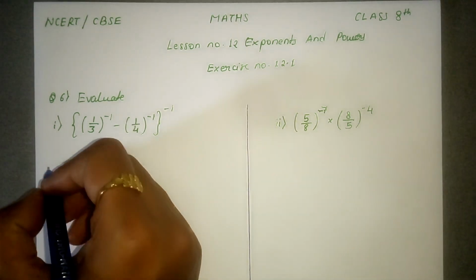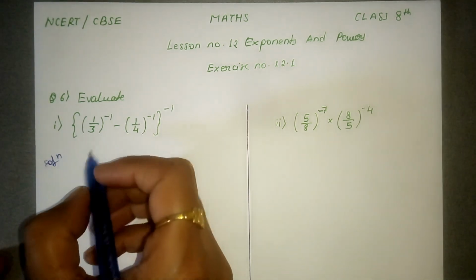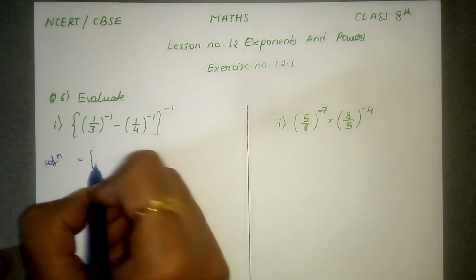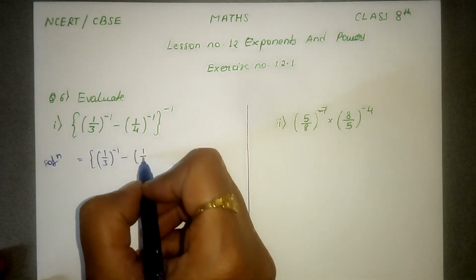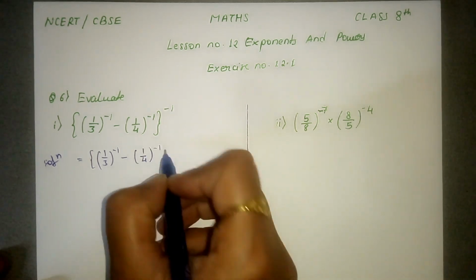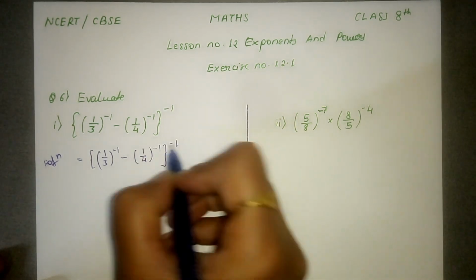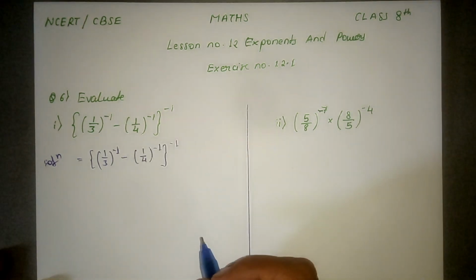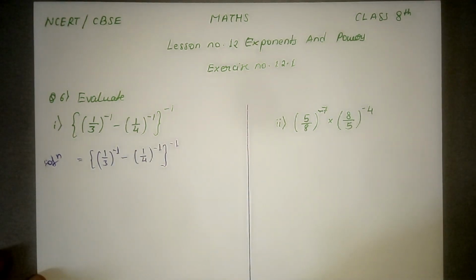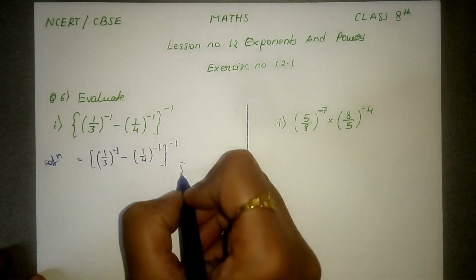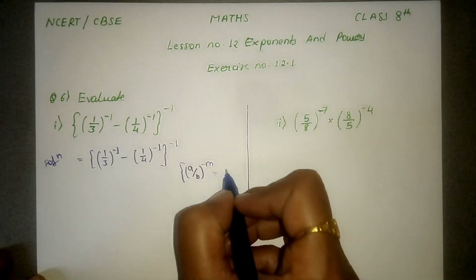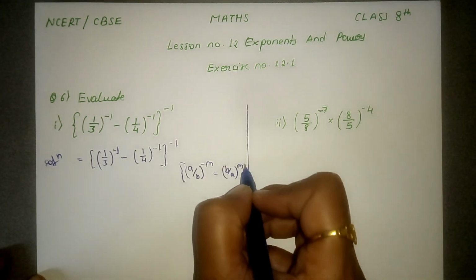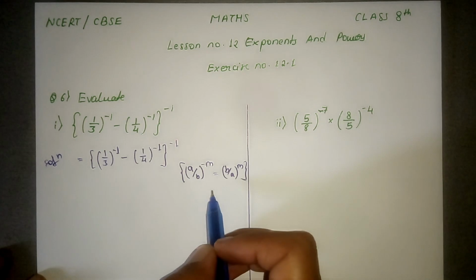So first, in the solution, we will write the question as it is, whatever is given: (1 upon 3) whole raised to the power minus 1 minus (1 upon 4) whole raised to the power minus 1, again whole raised to the power minus 1. As here the exponent is negative, we have to make it positive, and for that we have a law: (a upon b) whole raised to the power minus m equals (b upon a) whole raised to the power plus m. So this is the law which we will apply.